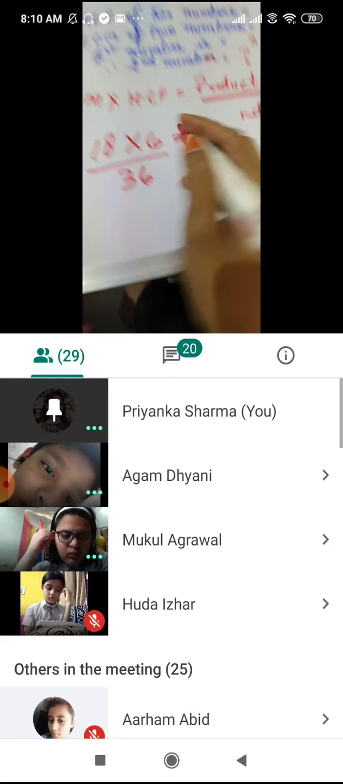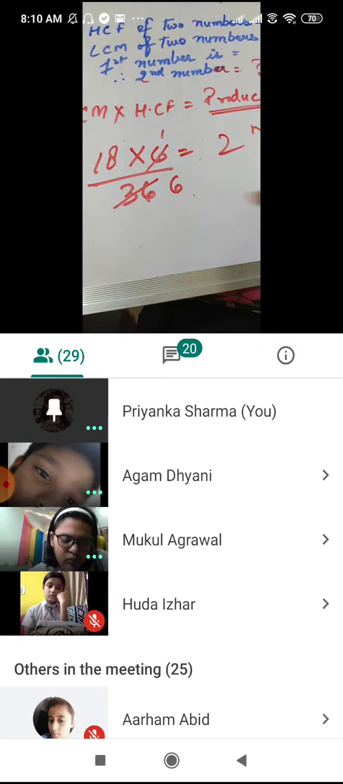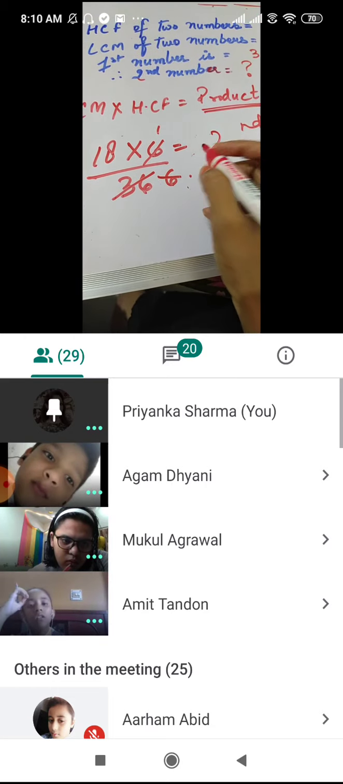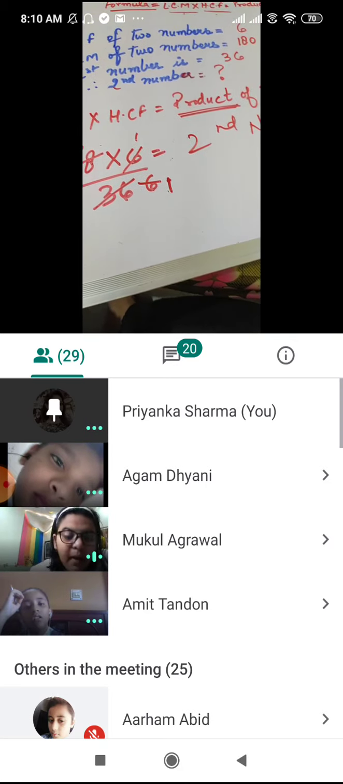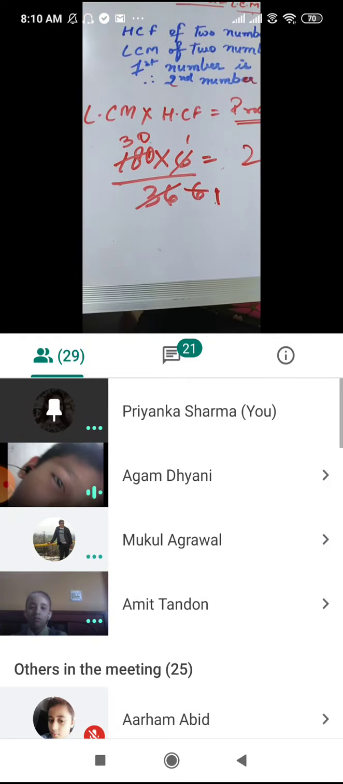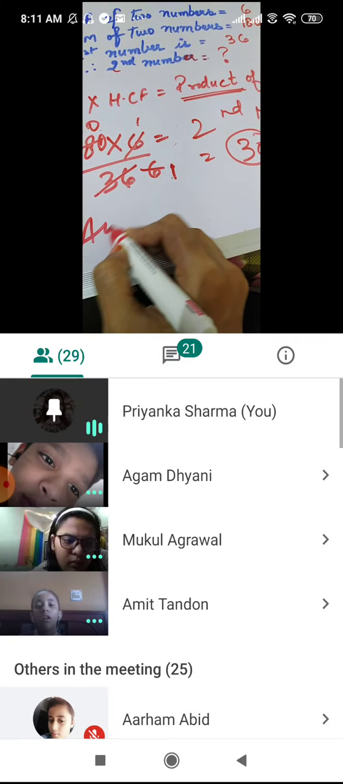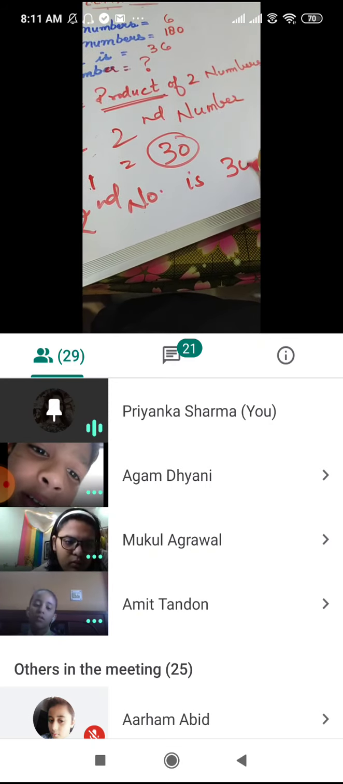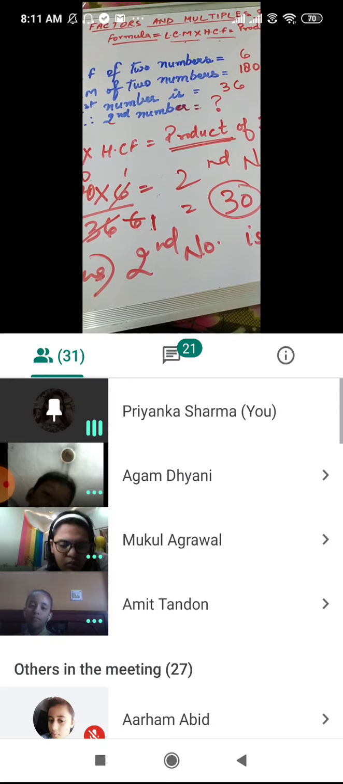Solve it. 6 ones are 6 and 6 sixes are 36. Then 6 ones are 6, 6 threes are 18, 180. Okay, so 0 copied. Now what is left with us? 30. So answer, second number is 30. I hope till now this type of sums are clear to everybody.